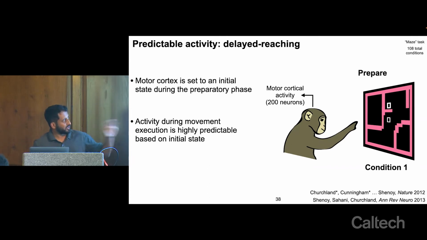So in this condition, here's condition 1, the monkey sees the target, it prepares, and then it receives a go cue, which might be an auditory tone or another visual stimulus. And as soon as it receives the go cue, it actually reaches with its arm, in this case in a curved movement.